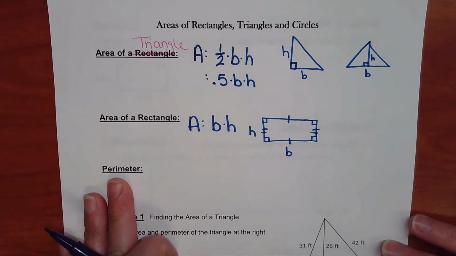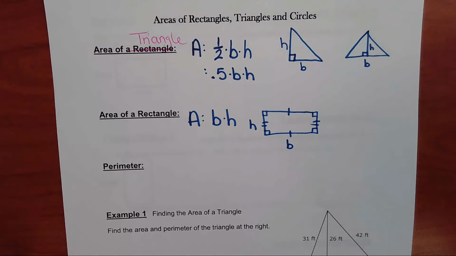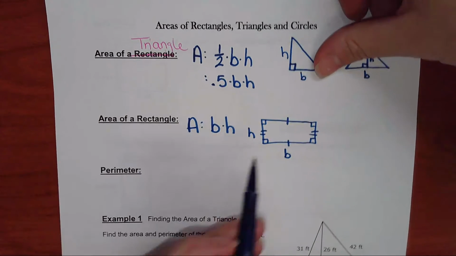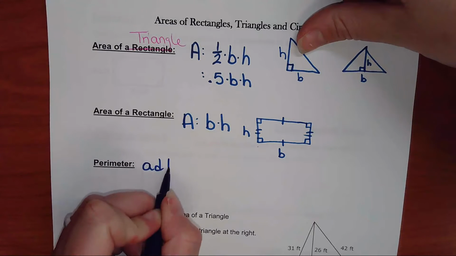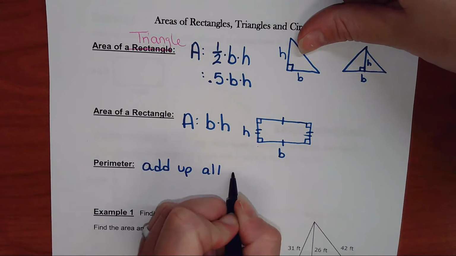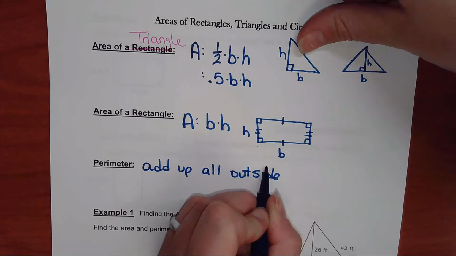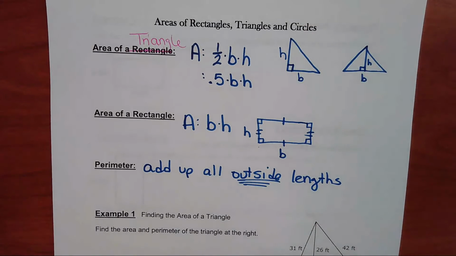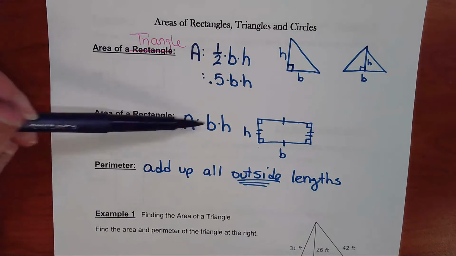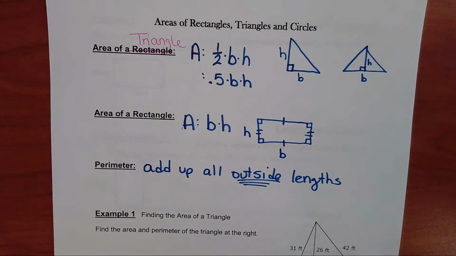The other thing you're going to be doing today, and also when we do surface area and volume, is finding perimeter. Perimeter is the length around the outside. So to find the perimeter, you add up all the outside lengths. So there's your area of a triangle, area of a rectangle, and for perimeter, you add up all of the outside lengths.